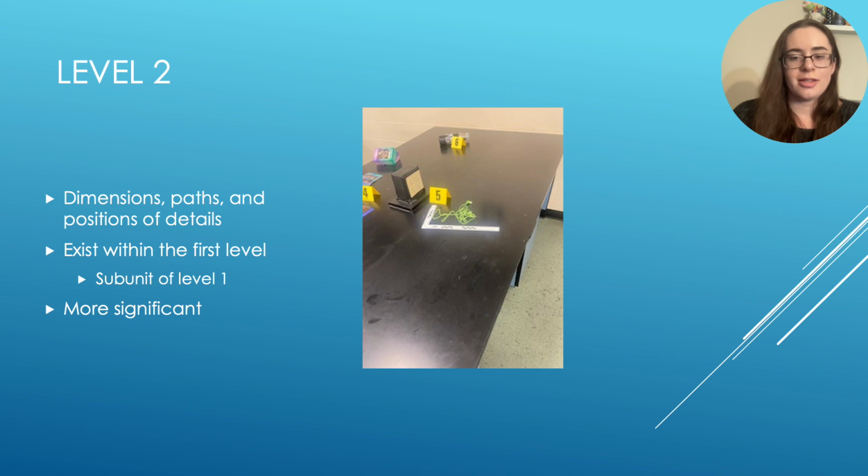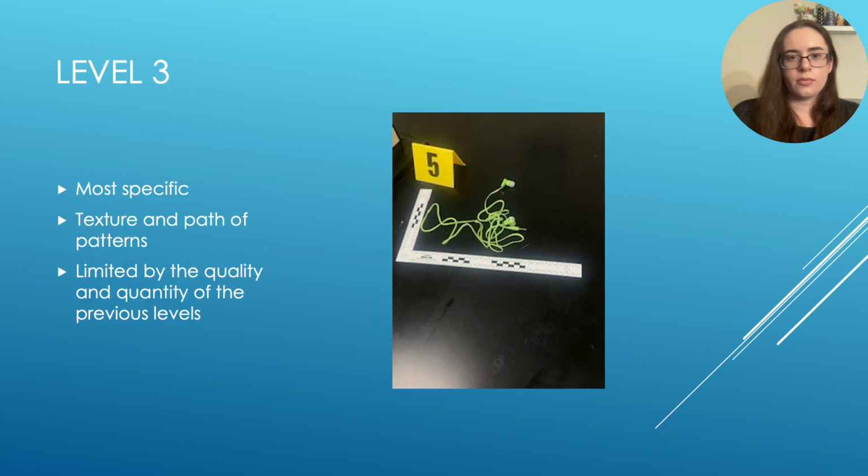the dimensions, paths, and positions of details within the pattern. This level of detail is a subunit of level 1 and must exist within the first level. These details have an increased level of significance and quality than level 1, but are limited by the quantity and quality of the previous level. Following the example on the previous slide, I included a mid-range photograph from the same scene. So this one is going to be closer to the select evidence items and display their relation to each other, but is limited to the area previously depicted.